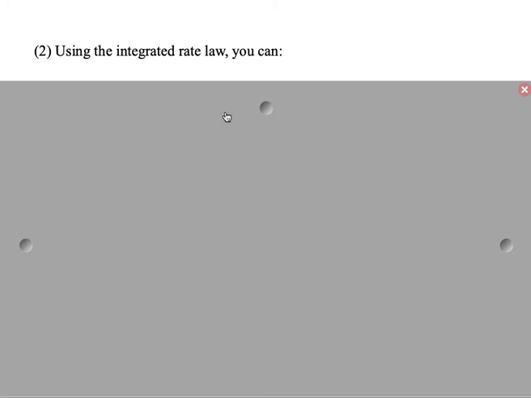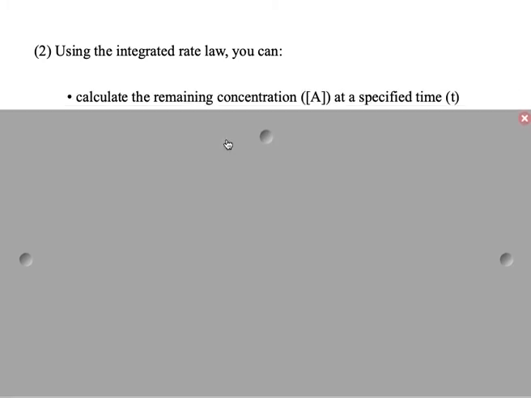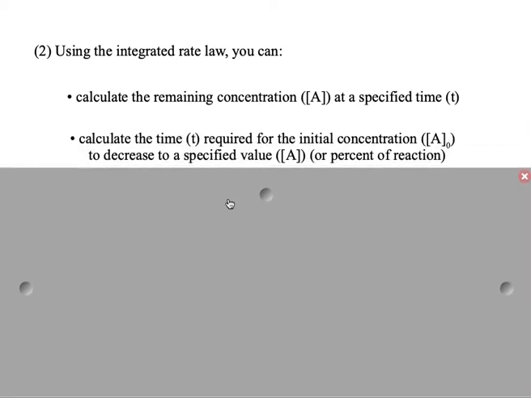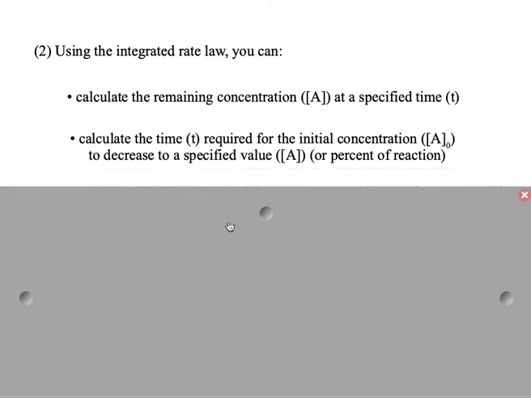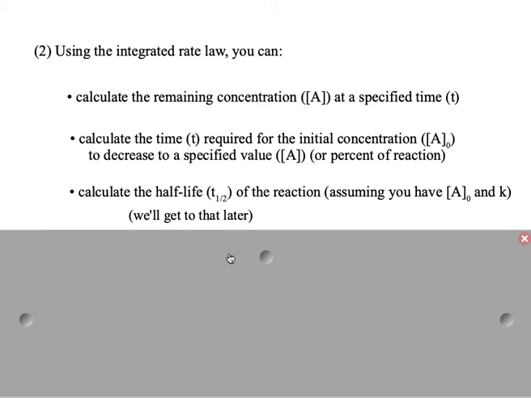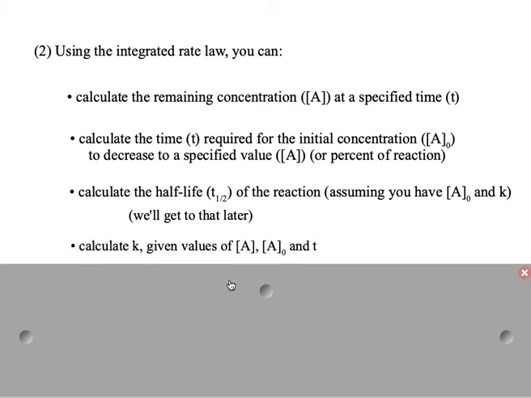Using the integrated rate law, you can calculate the remaining concentration of reactant at a specified time, calculate the time required for the initial concentration to decrease to either a specified value or to a percentage of the reaction completion, calculate the half-life of the reaction, assuming you know the initial concentration and k, which we'll get to in the next video, or calculate k given values of concentration, initial concentration, and time.